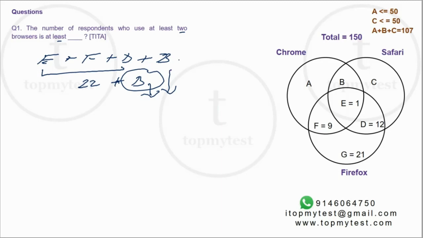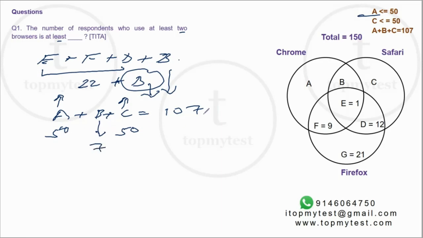What other relation do we have? A, B, C should be equal to 107. Now if I have to minimize B, I need to increase the value of A and C to as high as possible. What is the maximum value of A? Maximum value of A is 50. Maximum value of C is also 50. So minimum value of B will be 7, 107 minus 100, 7.